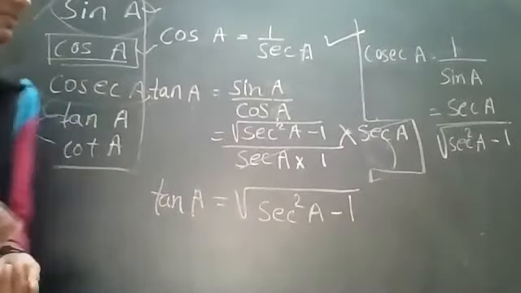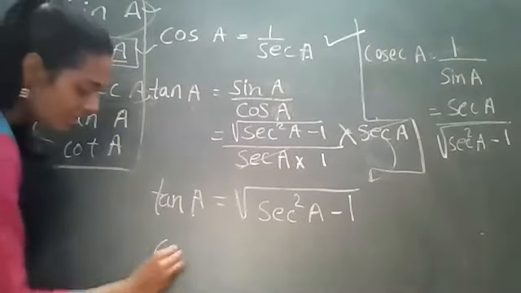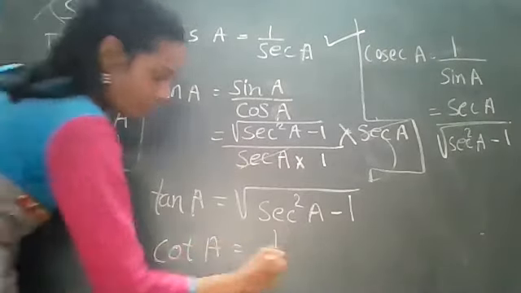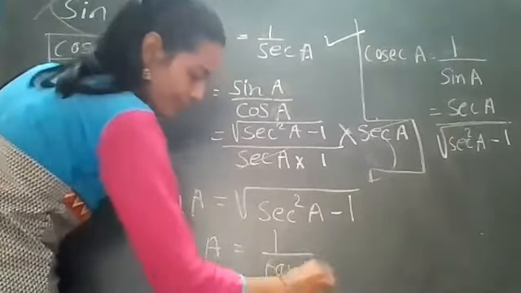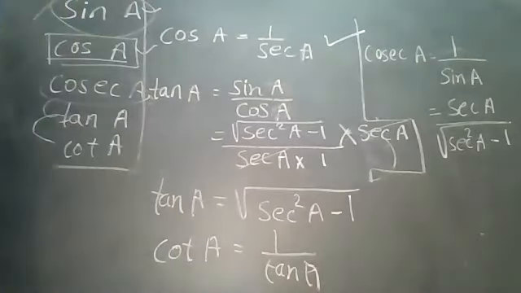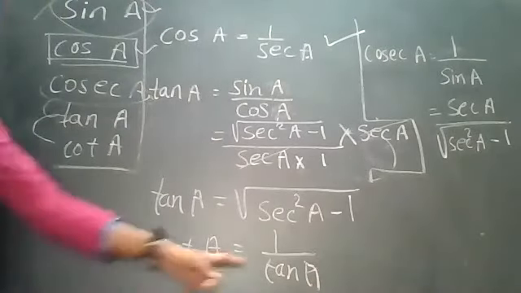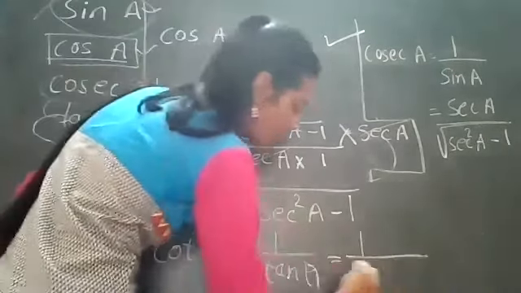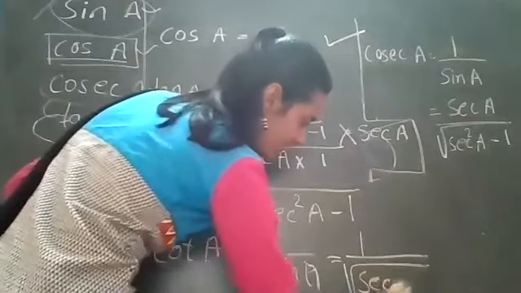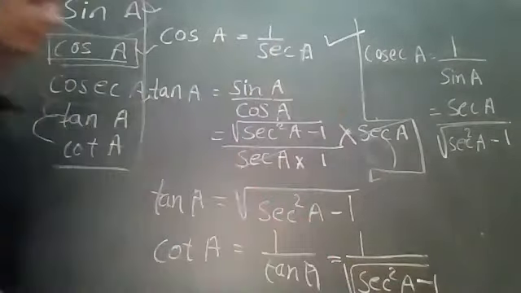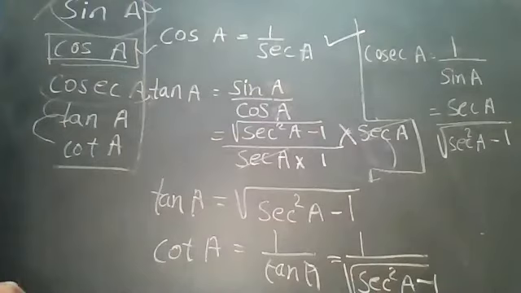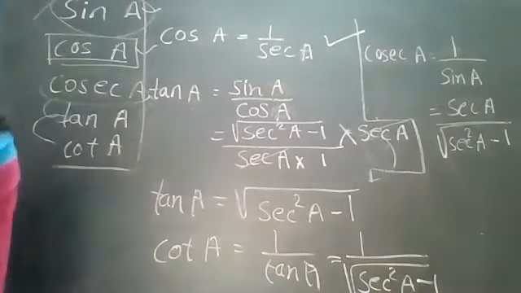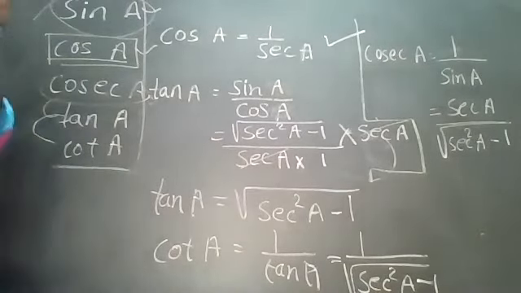Yes, ma'am. Now how will you find cot A? Cot A is equal to 1 upon tan A. Yes or no? So what is the value of tan A now? Yes, ma'am. It is 1 upon under root of sec square A minus 1. Right? Like this way we can complete it. Understood everybody?